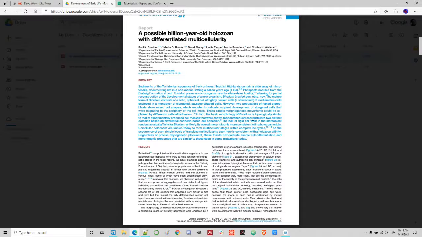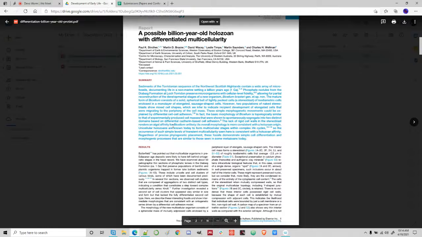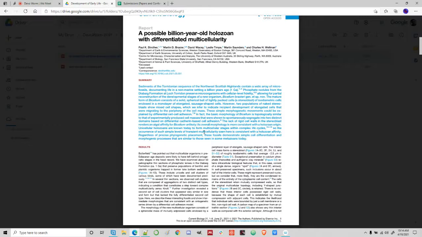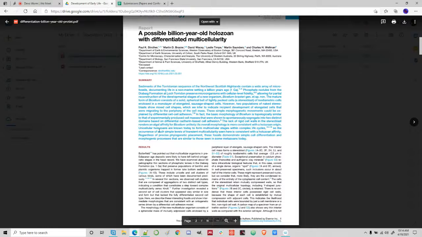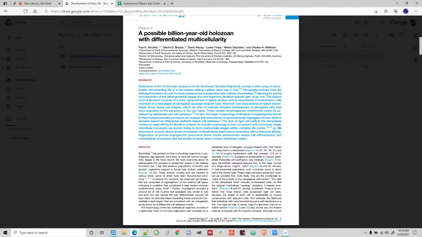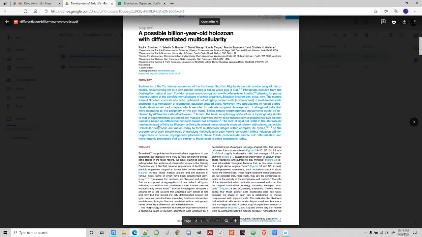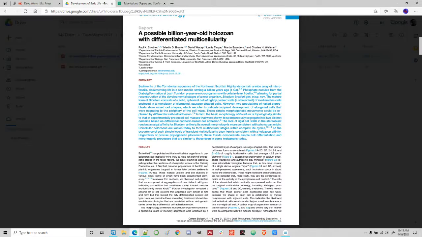The lack of rigid cell walls in the stereoblast renders an algal affinity for Bicellum unlikely. That means, I guess, that its overall morphology is more consistent with a holozoan origin. So it doesn't originate from algae, it has this holozoan origin. Unicellular holozoans are known today to form multicellular stages within complex life cycles. So they're basing this, again, on an analogy with living organisms. And they're finding a common ancestry there. So the occurrence of such simple levels of transient multicellularity seen here is consistent with a holozoan affinity.